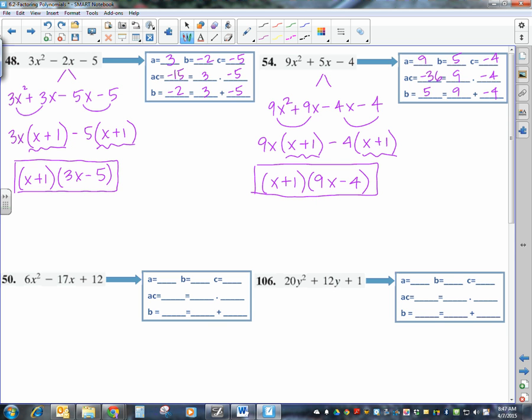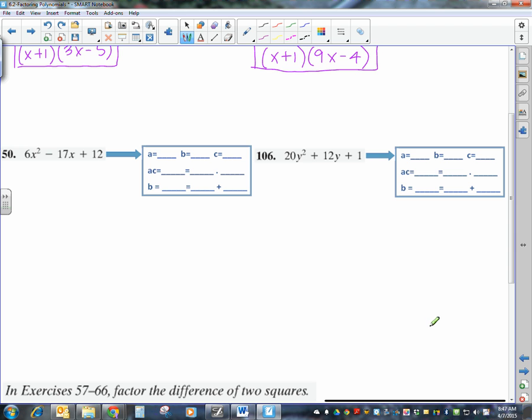Okay, moving along, two more, and then you're going to take a break and go practice some of these. Hopefully you'll have lots of examples to look at, because there are different things with the signs and the numbers that you can come up with.